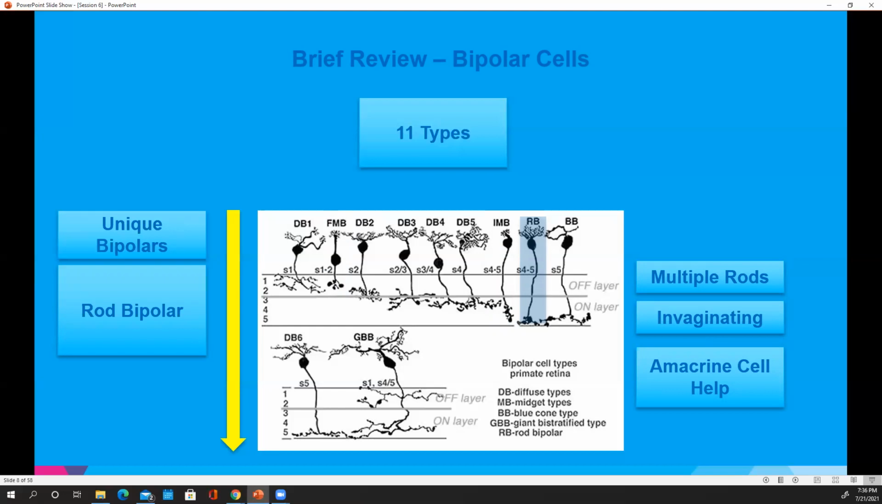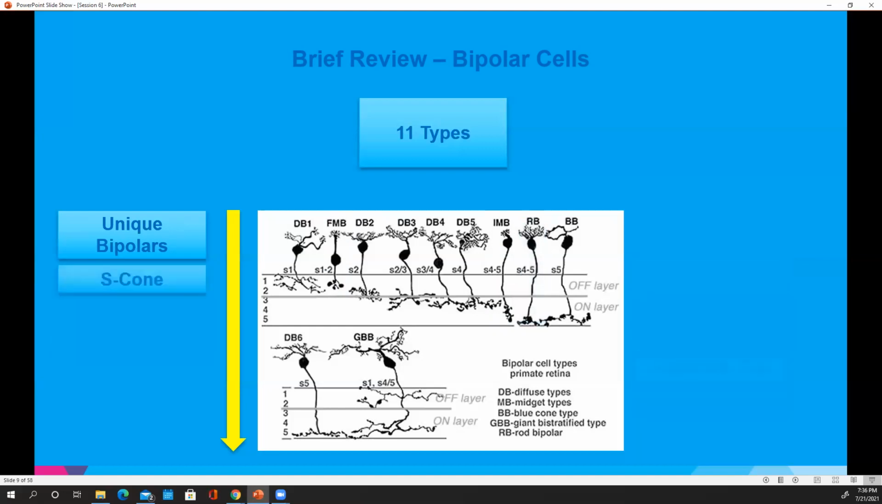Do you remember all this? Absolutely. Okay. And then, of course, we have the other unique bipolar cells, one of which is that S cone. There's a special S cone bipolar cell, or we call it the blue cone bipolar cell. It's a diffuse on, and there's the BB where it's a diffuse on.